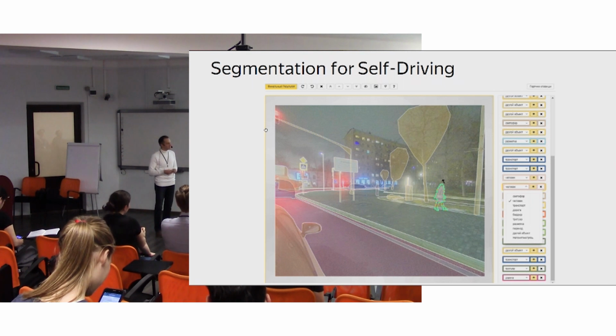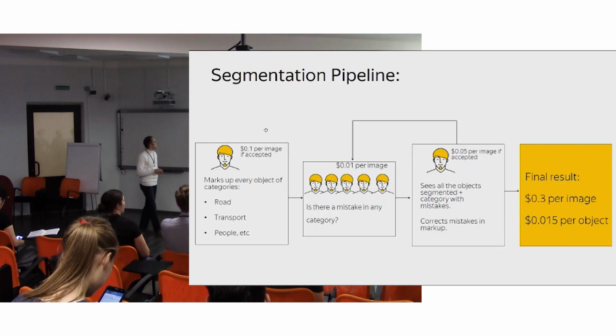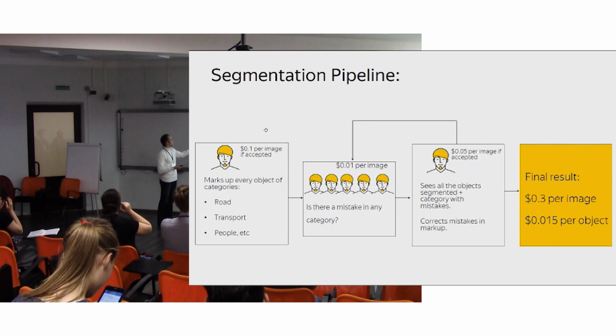Now we have a deep system of quality control, which works as following. For every marked image, first of all, the first user marks the image for about 10 cents per image. He tries to mark every object. After that, we give this labeled image to some number of other users, our workers. We also call our workers our lockers, so don't be surprised at that word, please.